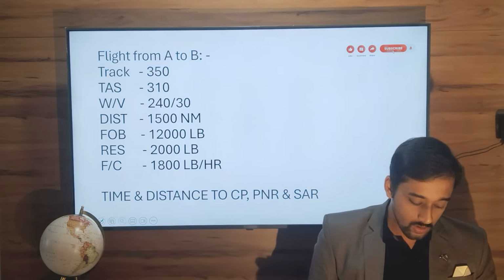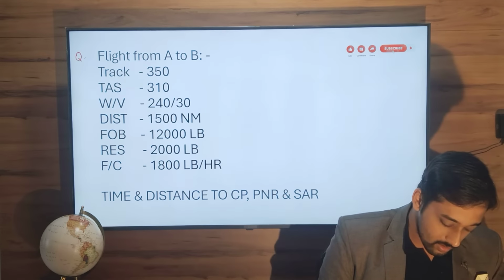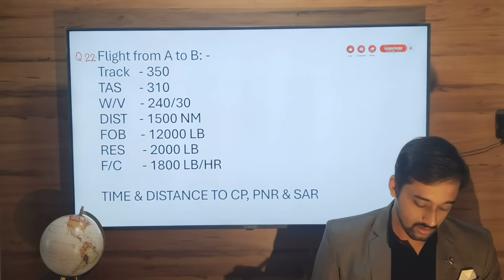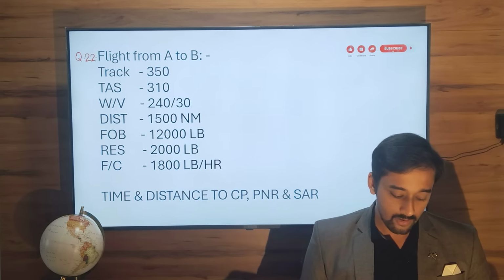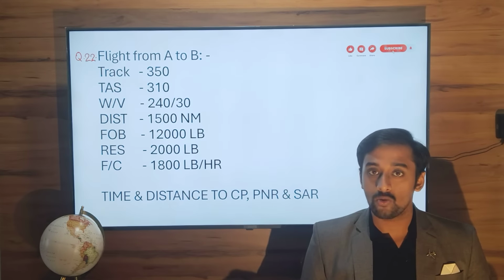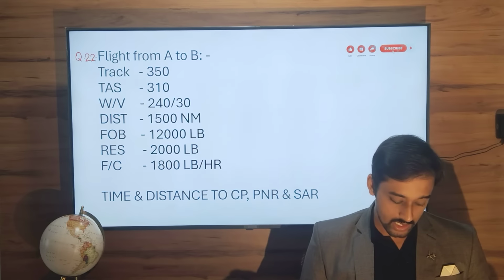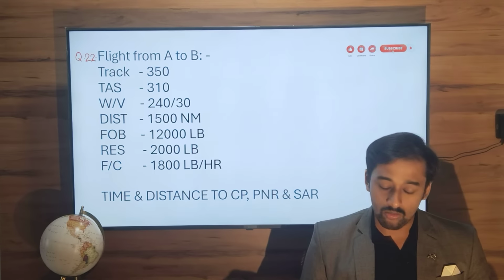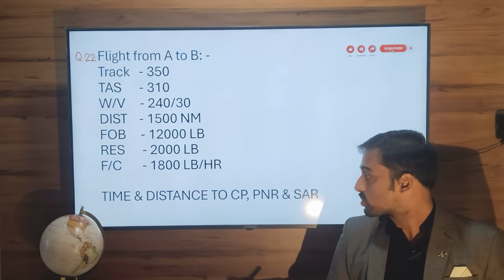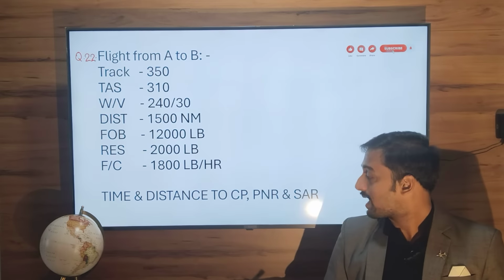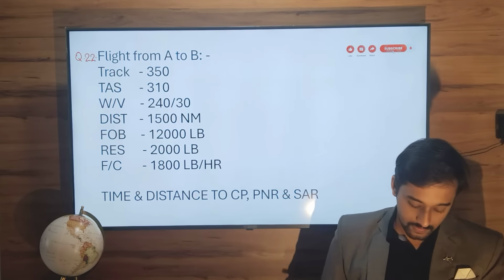Question number 22. Flight from A to B, track 350, true airspeed 310, wind velocity 240 at 30 knots. Distance is given, fuel on board, reserve and fuel consumption. We have to calculate time and distance to CP, PNR and still air range. So let's start with critical point.